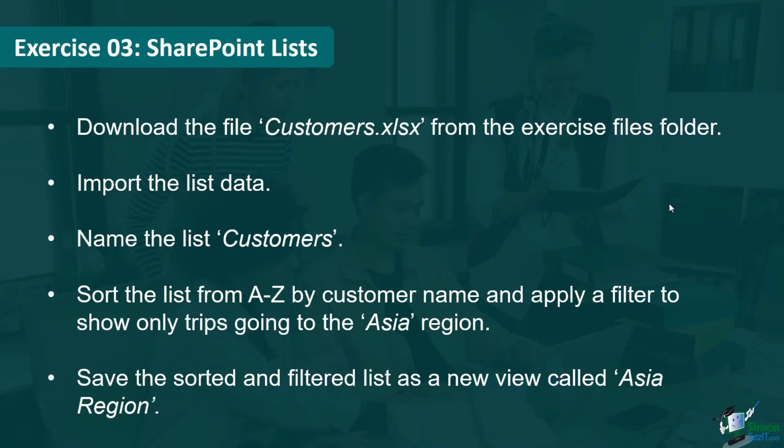And I'd like you to import that data from Excel into SharePoint. And I'd like you to name the list within SharePoint Customers. Once you've done that, I'd like you to sort the list from A to Z by customer name and apply a filter to show only trips going to the Asia region. And then I'd like you to save the sorted and filtered list as a new view called Asia region.